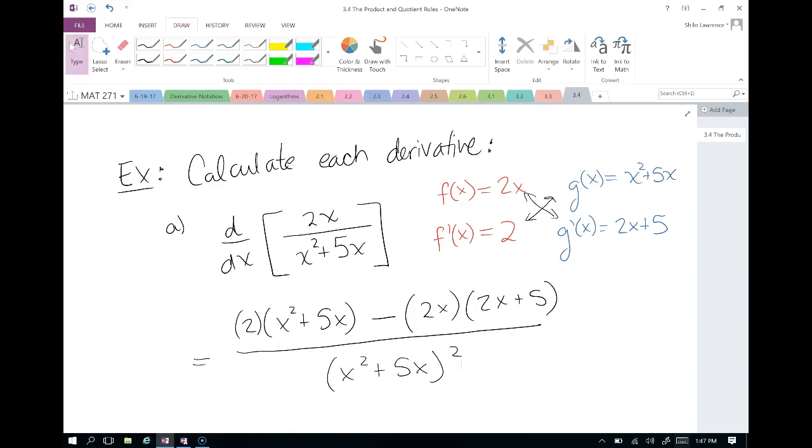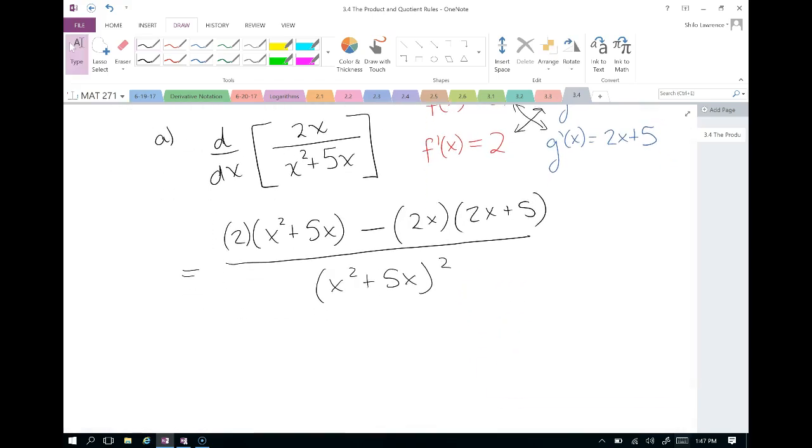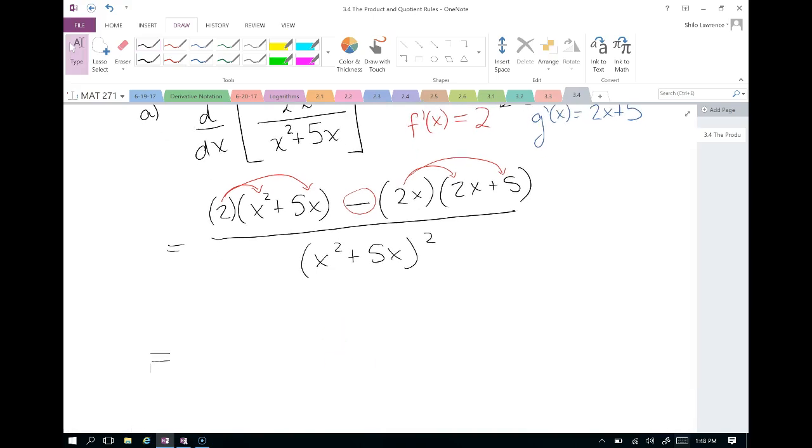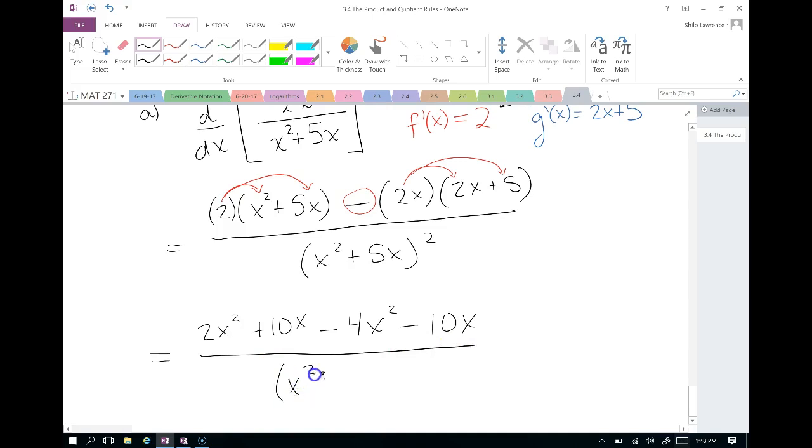Now you should always simplify your numerator when you do quotient rule, because there will usually be some easy multiplication and subtraction to do. So we do want to go ahead and distribute here and see if there are some like terms that we can combine. Be very careful though, because technically this minus is going to have to distribute as well. And that's a very common mistake with quotient rule. So this is 2x squared plus 10x minus 4x squared minus 10x, all over x squared plus 5x squared.